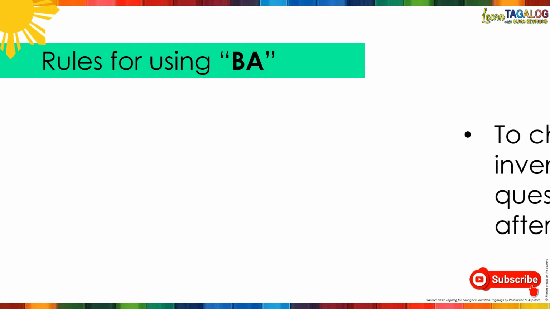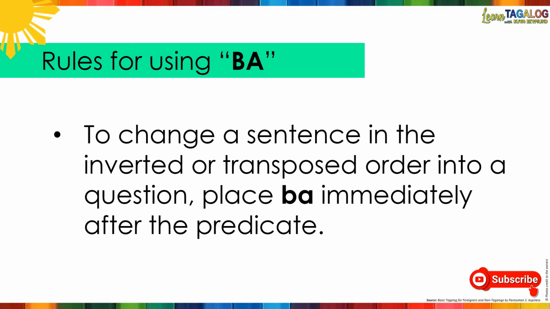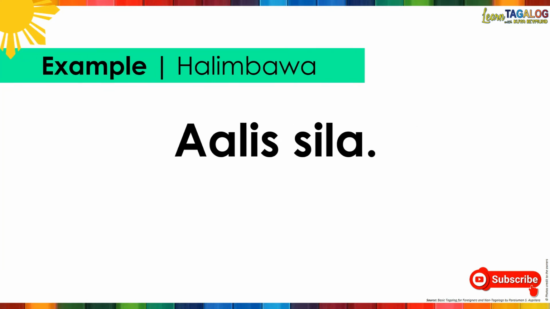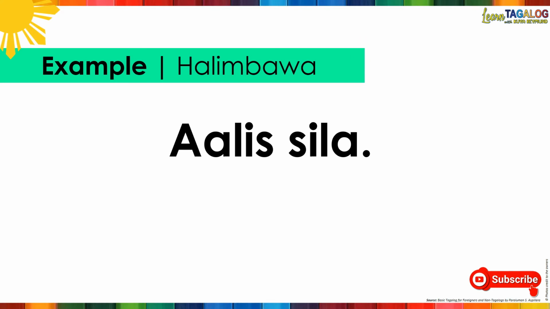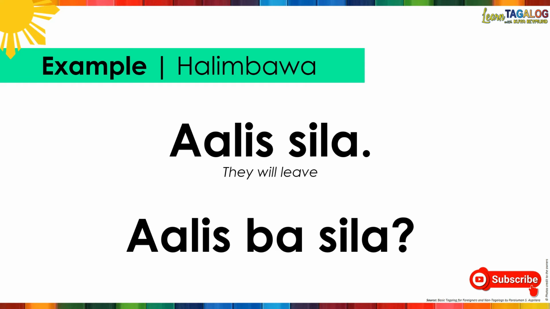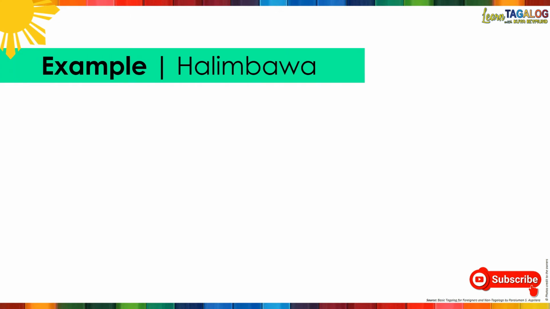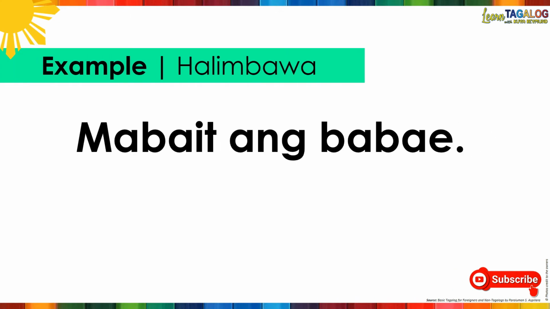Okay, next is another rule to remember when using ba: to change a sentence in the inverted or transposed order into a question, just place ba immediately after the predicate. Example is, aalis sila. So what we will do here, we will just add the word ba after the predicate. So it becomes, aalis ba sila?